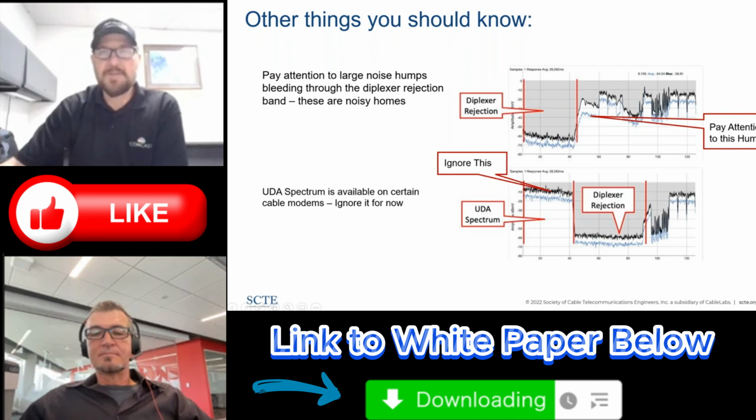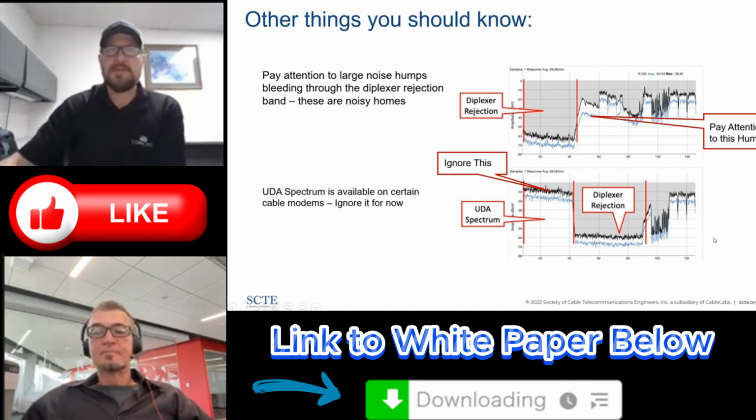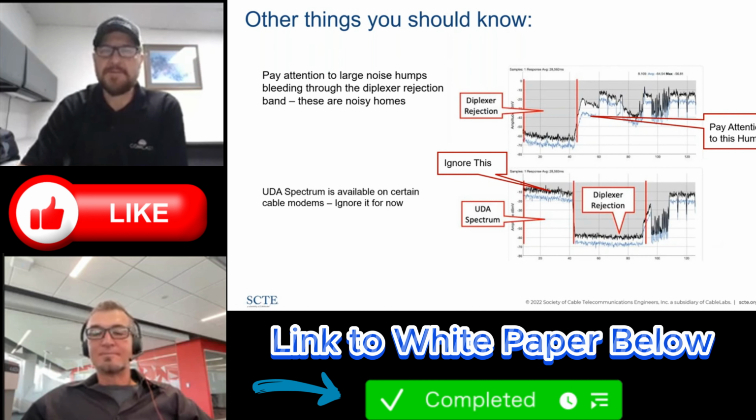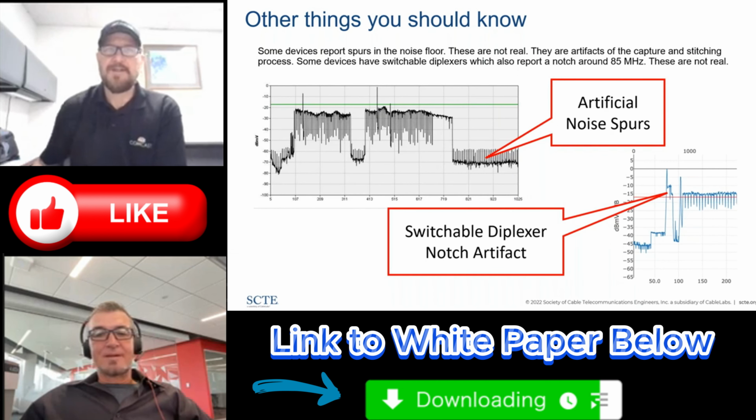So they're above the diplex rejection, but they indicate that there's some noise in that FM portion of the spectrum. So just a few things that you should know as you're beginning to analyze these downstream full band capture spectrums to help you properly interpret them. Some other things you should know are, I'll let you cover this one, Larry.